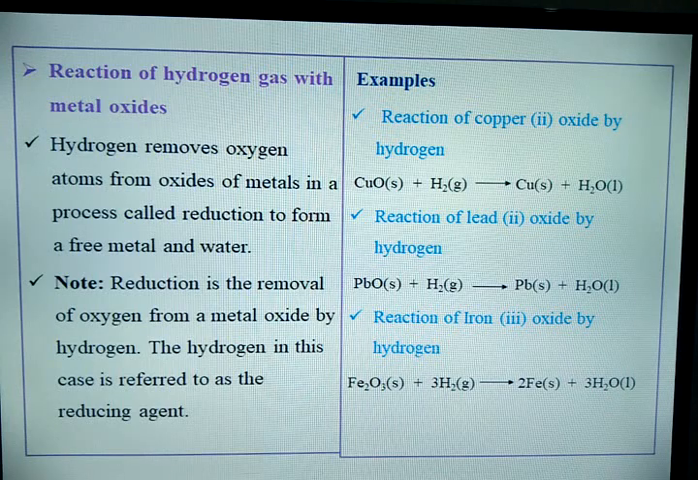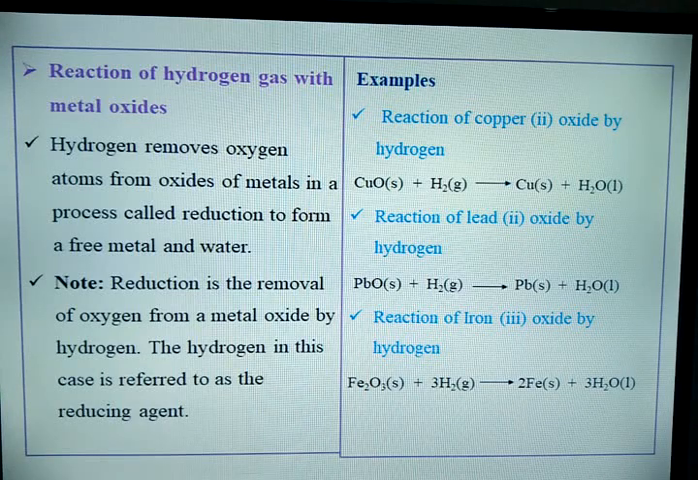However, oxides of iron are all reduced by hydrogen. Sometimes they're going to give you iron 2 oxide or tri-iron tetraoxide. All those oxides can be reduced by hydrogen as long as the oxide is for iron. So in reaction of hydrogen gas with metal oxides, this hydrogen gas behaves as a reducing agent. It's going to remove oxygen from the oxides, and the products are going to be a metal and water.